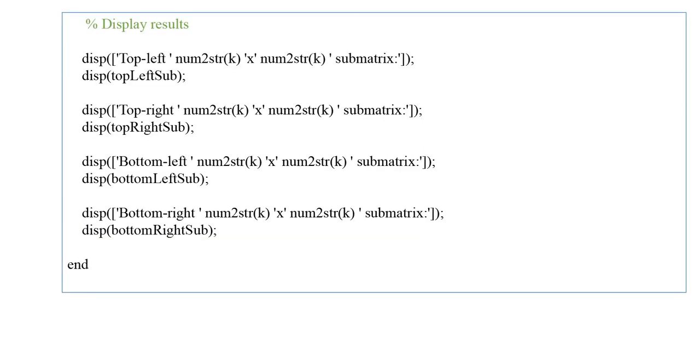Next, we have to display the results. To display the results, we are using the disp command along with the size in the output message. That is, here we are using num2str of K and num2str of K, so this will be K cross K. Whatever value of K you enter will be displayed here. Top left 3 cross 3: if you have entered K as 3, it will be 3 cross 3. If you have entered 2, then here it will be 2. Similarly, it will be displayed for all four corner submatrices, and then you have to end the if-else statement.